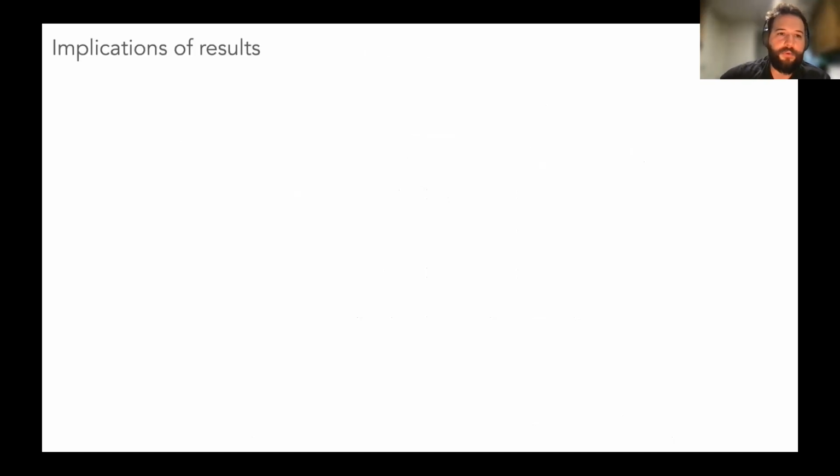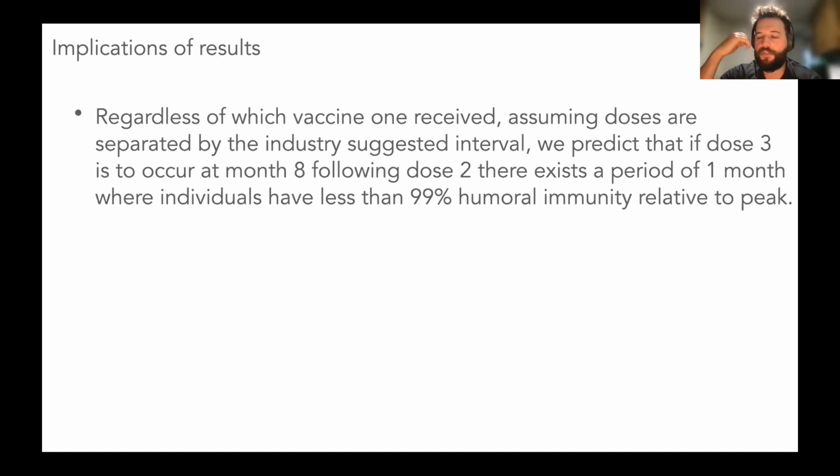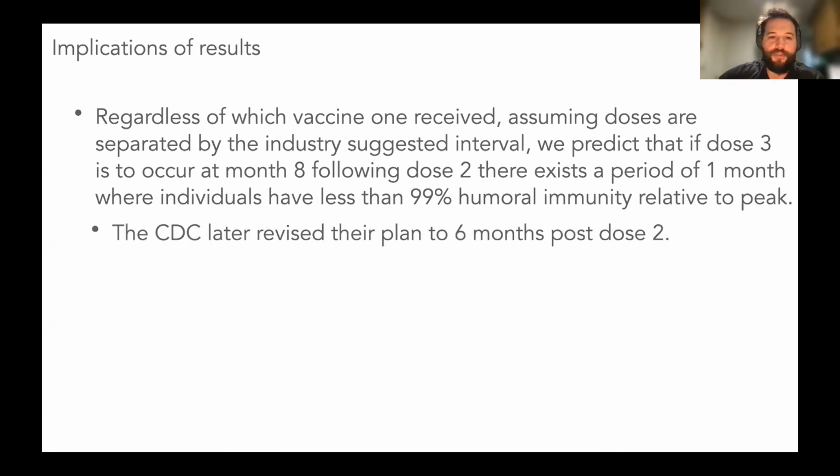So in our manuscript, we then go on to discuss some implications of our results, and I'll just quickly go over these and then end my talk. One of the things that we conclude from our predictions is that regardless of which vaccine one received, assuming the doses are separated by the industry suggested interval, which of course is not applicable to the Canadian scenario, we predict that if dose 3 occurs at month 8, the original CDC timeline following dose 2, there exists a period of about 1 month where individuals have less than 99% humoral immunity relative to peak. The question becomes, how much of a concern is that? Again, the CDC later revised their plan to 6 months past dose 2. We're working to try to get Canadian data to find fits from a much longer interval.